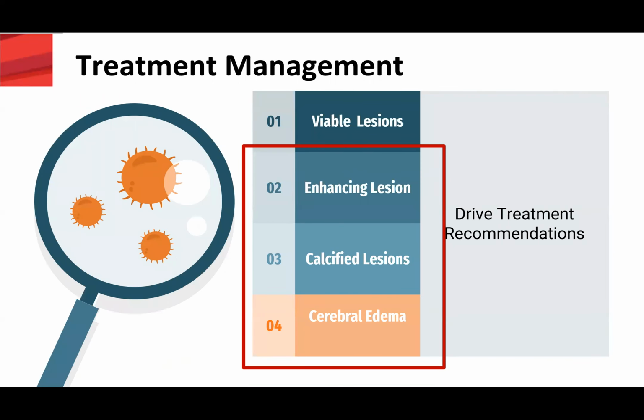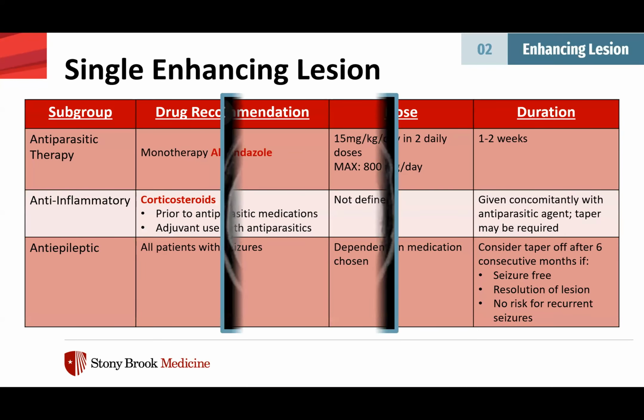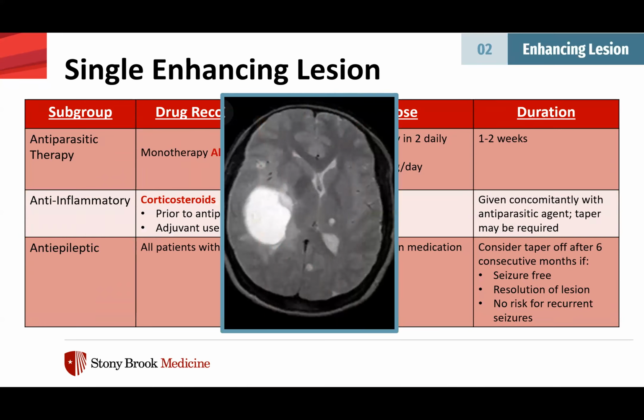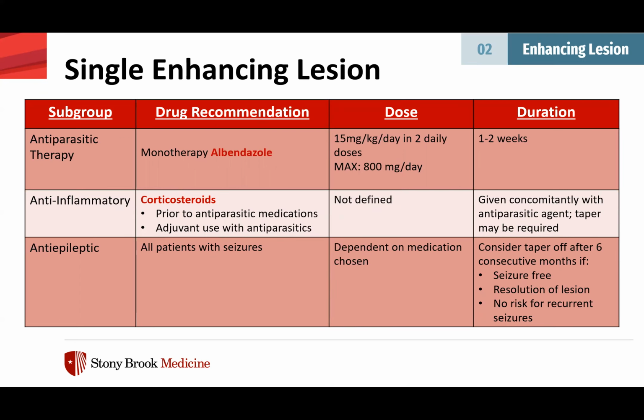So now we'll finish this presentation talking about the last few parts of treatment management, starting off with enhancing lesions. Again, this would be an MRI image of a single enhancing lesion. The differences in therapy recommendations is it's recommended to use monotherapy antiparasitic drugs with albendazole, again in the mg per kg per day dosing and divided doses, and the duration is 1 to 2 weeks. Anti-inflammatories with corticosteroids are still recommended to be given prior to as well as during antiparasitic therapy. And then same thing, anti-epileptics are recommended in patients who have had seizures.